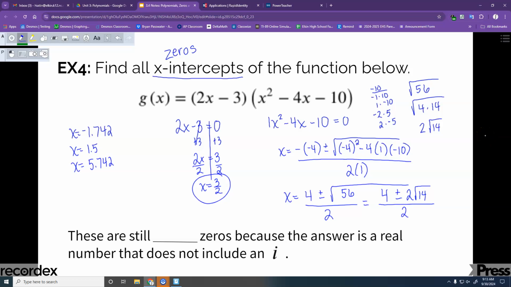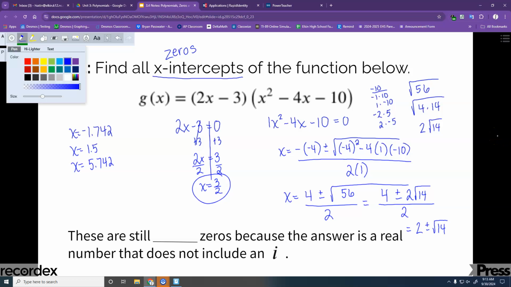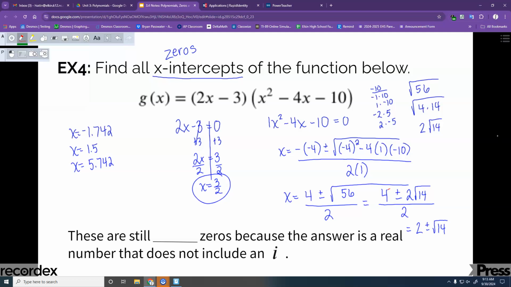And then that will reduce there. So 4, 2, and 2 are all divisible by 2. So you would have 2 plus or minus square root of 14. It'll all be over 1, but you don't have to put over 1. All I'm doing there is taking all of these numbers right here, dividing them by 2.